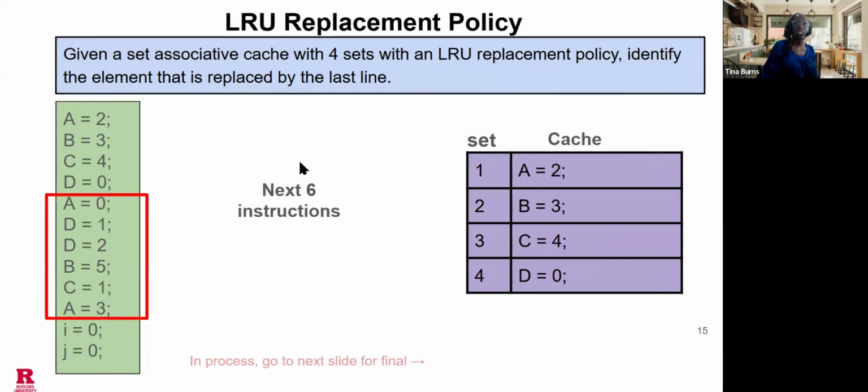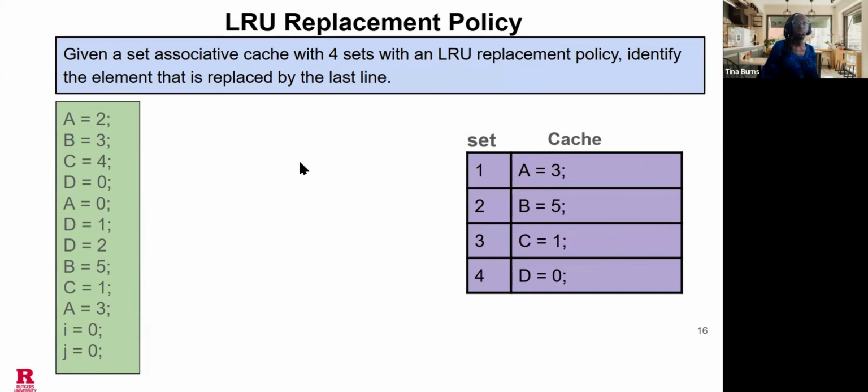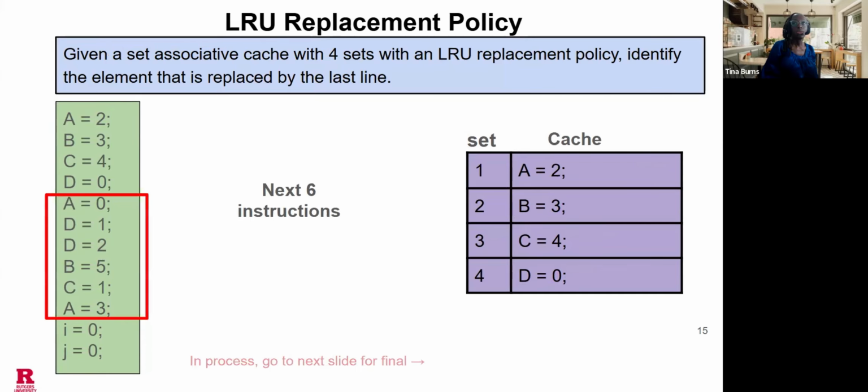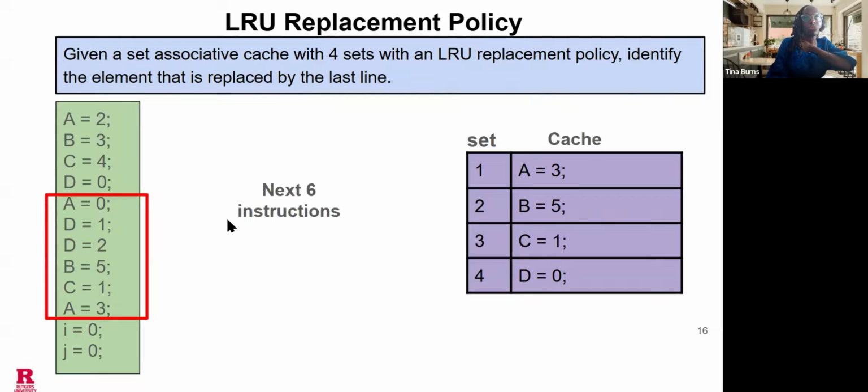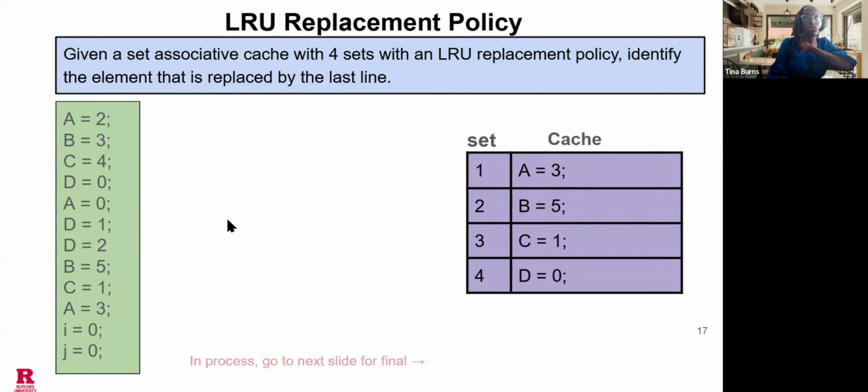So my next 6 instructions then look like this. Oh, wait, did I do that right? Yeah, my next set of instructions looks like this, where A is equal to 3, B is equal to 5, C is equal to 1, that is the last known item, D is equal to 0. Then the question becomes, what happens when I get these 2 new commands?